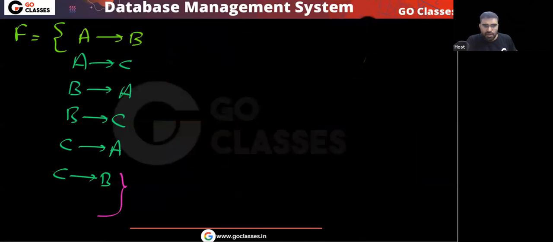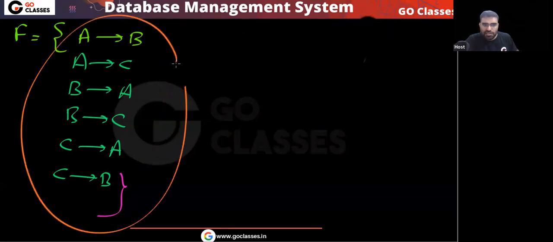Now you tell me, can you change the order and get some other minimal cover? Let's try to get some other minimal cover. For example, let me start with A determining C. I can start with this, right? Is there any fixed order that I have to check in? No.